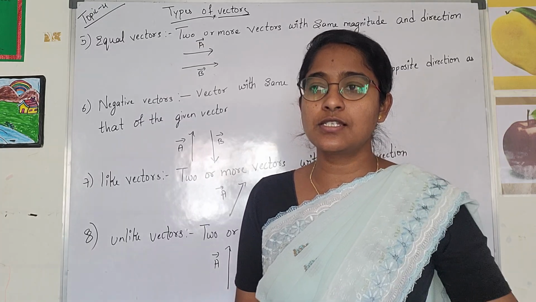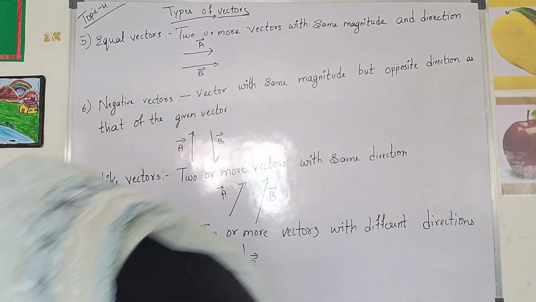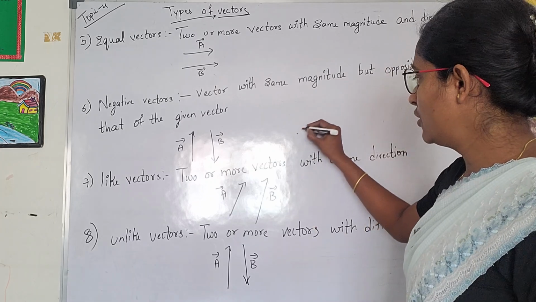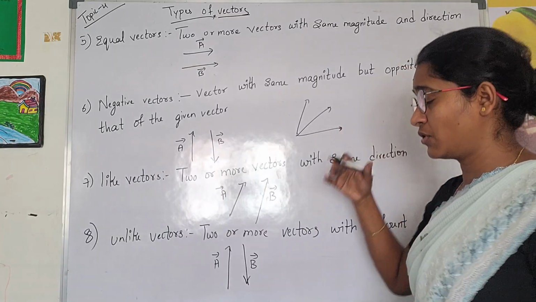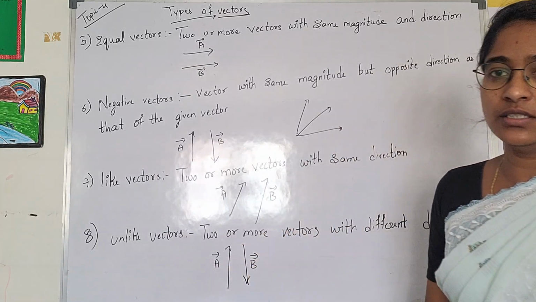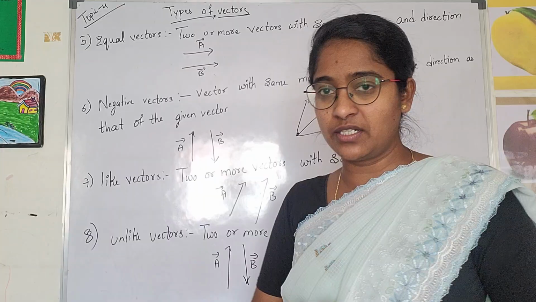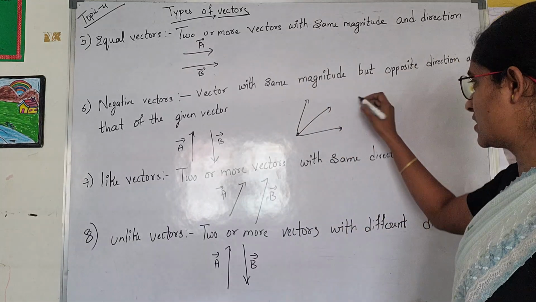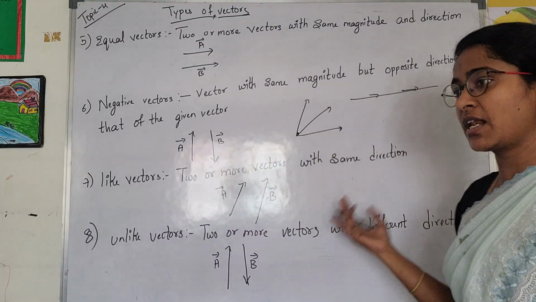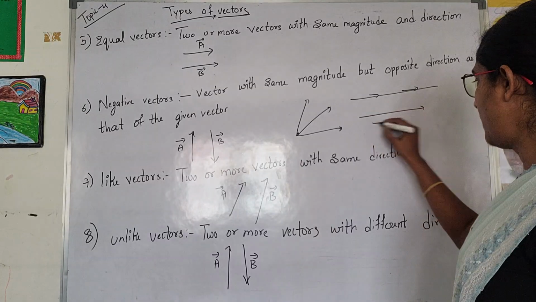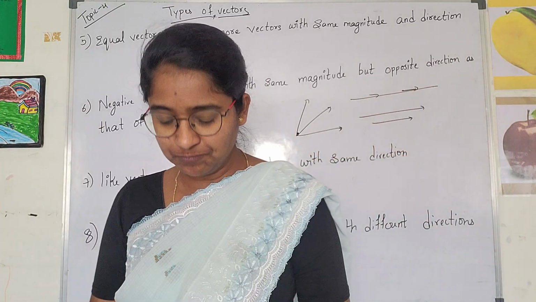The third one is co-initial vectors. From one particular point, two or more vectors pass through it. So this is called co-initial vectors. And the next one is collinear vectors. Collinear vectors are vectors which are on a line, or on parallel lines. So parallel lines of vectors are called collinear vectors.